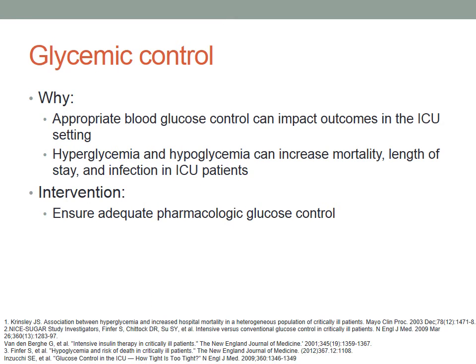The G in FASTHUG and our final part of the mnemonic, glycemic control. Appropriate blood glucose control can impact outcomes in the ICU setting. Hyperglycemia and hypoglycemia both have been associated with increased mortality, length of stay, and infection in ICU patients. We must ensure that adequate glucose control is obtained either through pharmacologic methods or through monitoring of the patient.